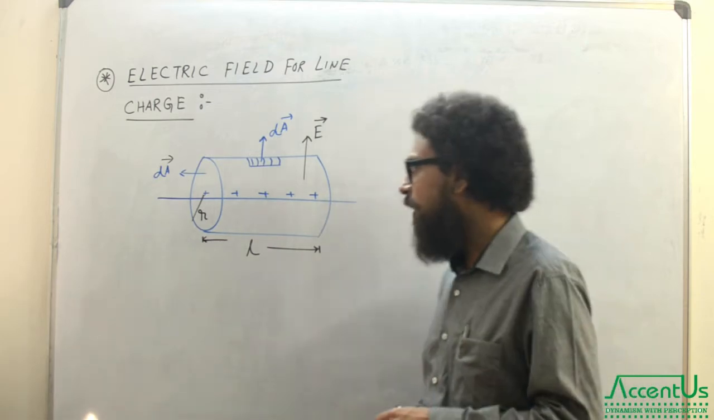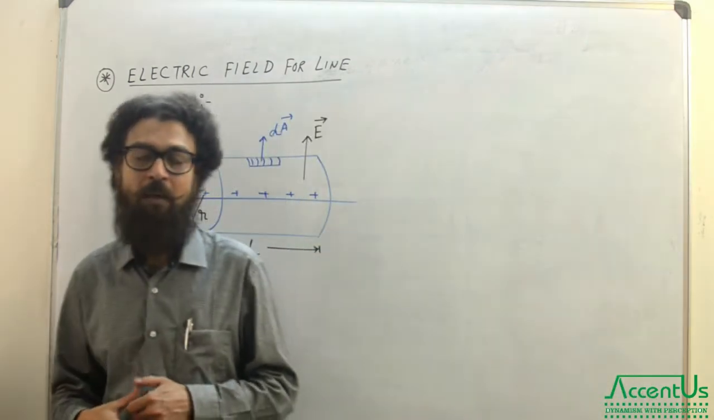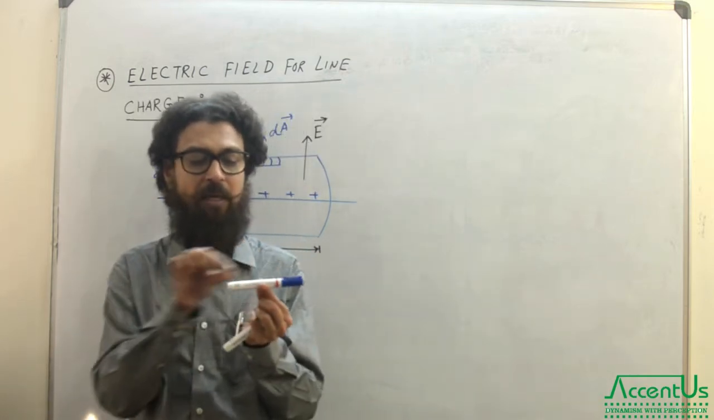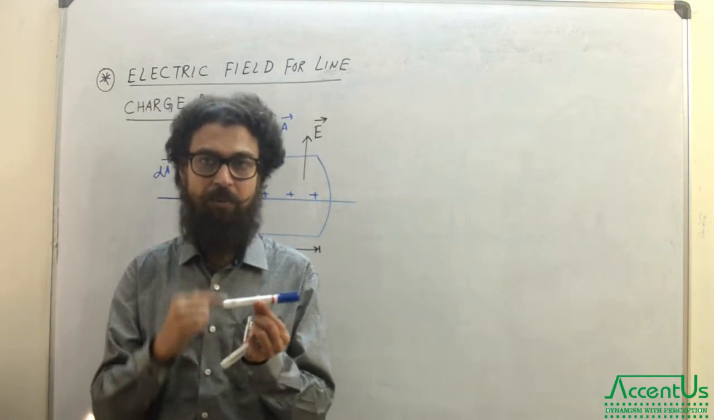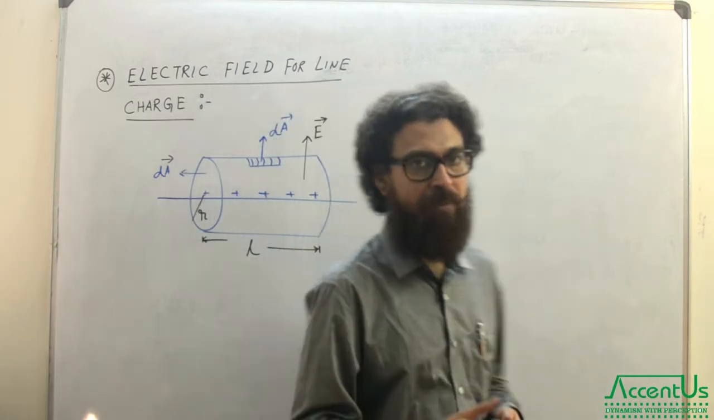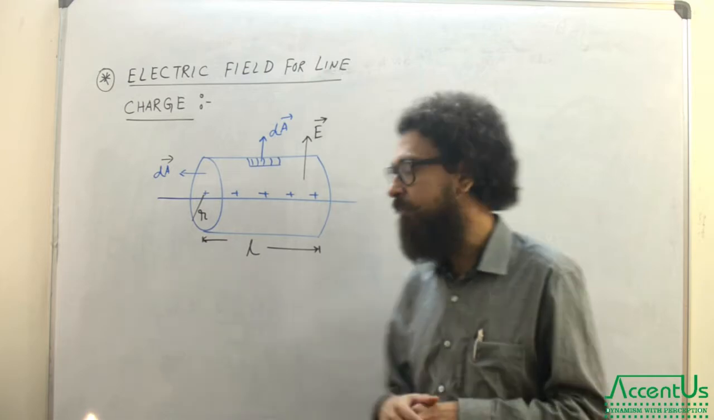Now, in order to imagine a Gaussian surface, the imaginary surface, whenever we have a line distribution of charge, we can enclose it by a cylinder, and we have done that. We have taken a cylinder of length L, taking a portion of the line charge.